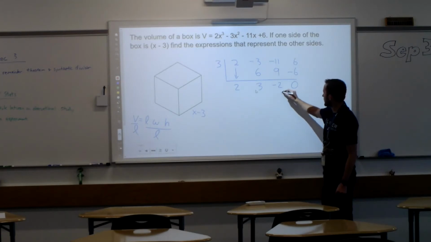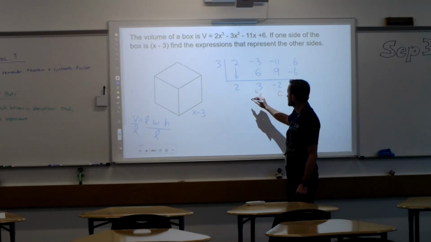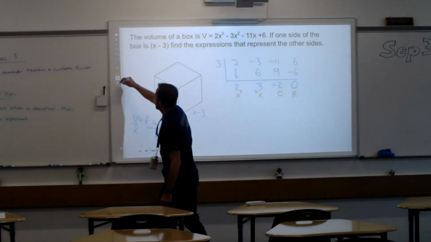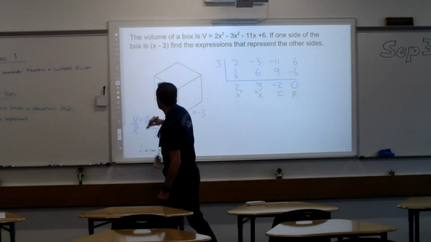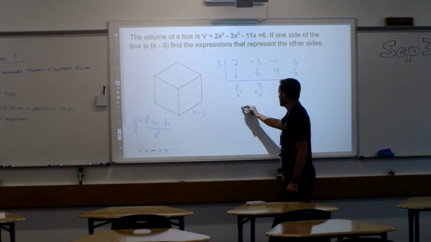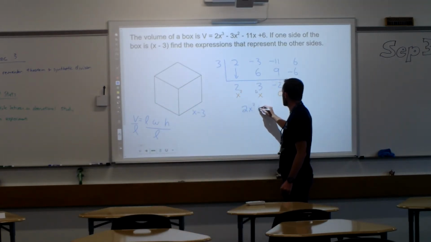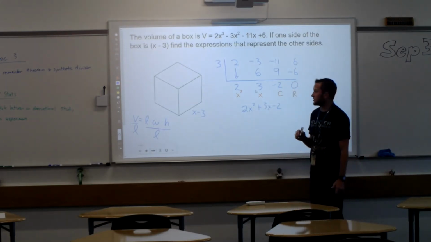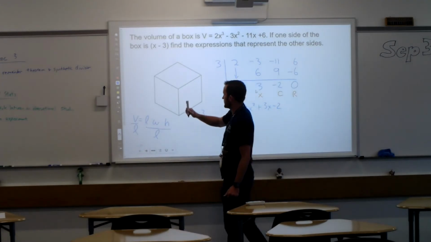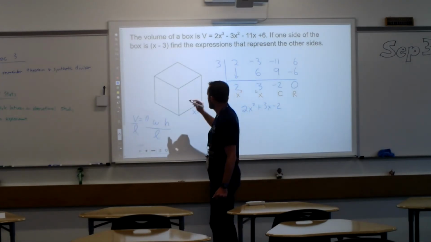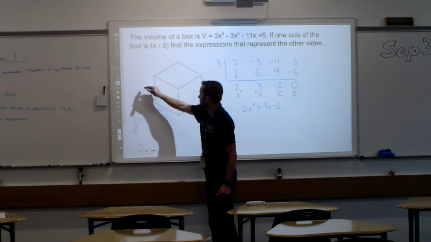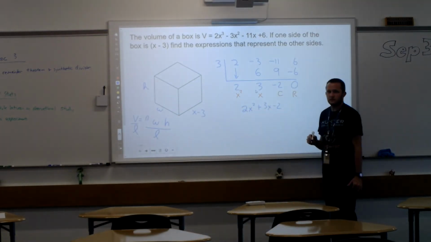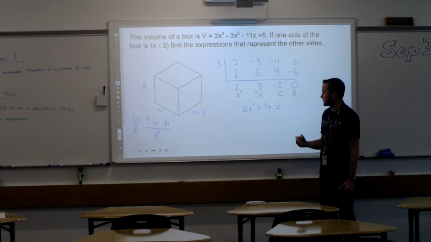This is our remainder, our constant coefficient, our linear coefficient, and our quadratic coefficient. So what I have left, now that I've divided out that side, is 2x squared plus 3x minus 2. What that means is I still have the other two sides in here, the width and the height, that I don't know. But when they multiply together, it's given by this. So I just need to do some factoring.